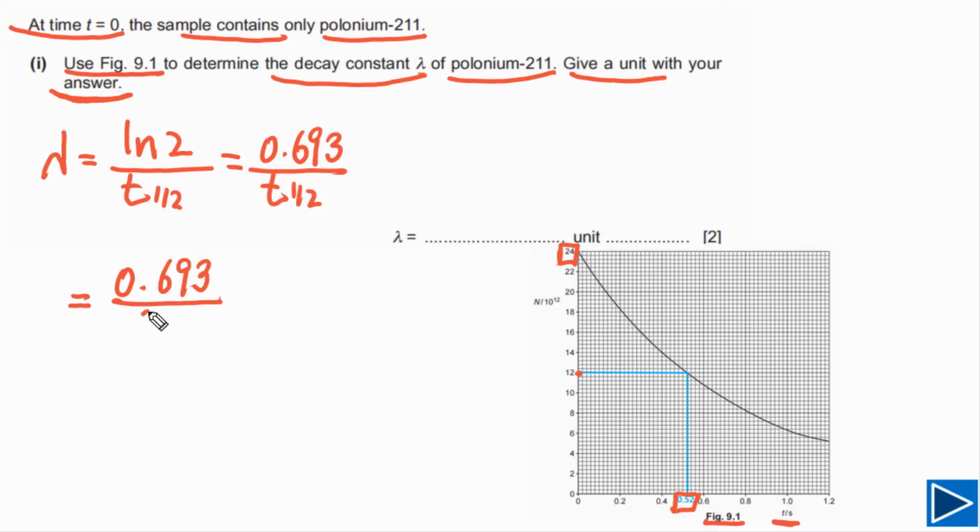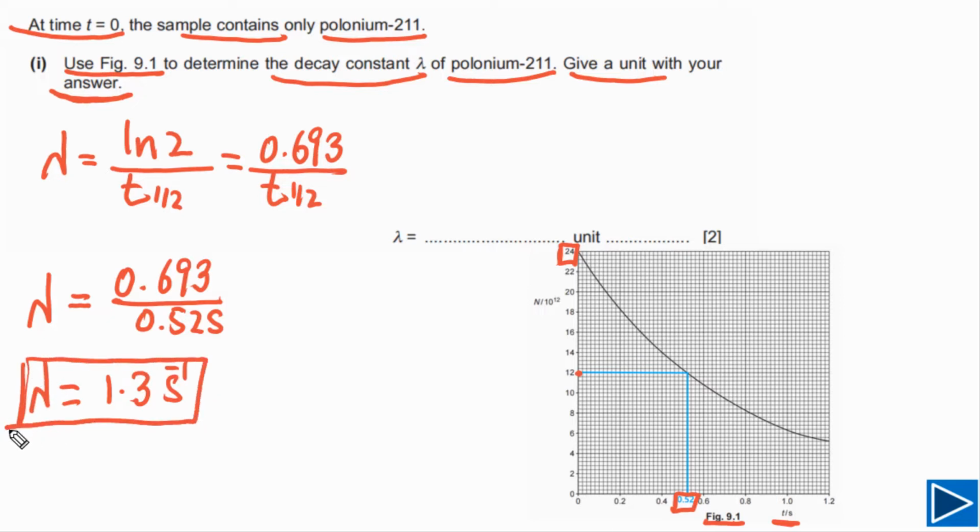So simply we can write on here, this is 0.52 seconds. So we will write the unit here as well, for lambda. Now we have to simplify this. If we simplify this, our final answer will be 1.3 per second, because this is in the denominator. So this is our answer. This is how you can calculate.